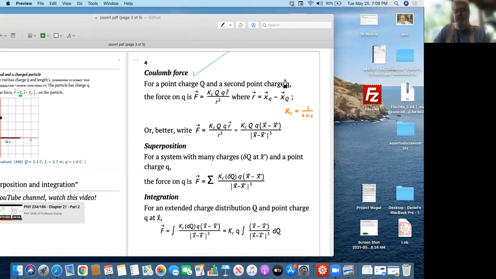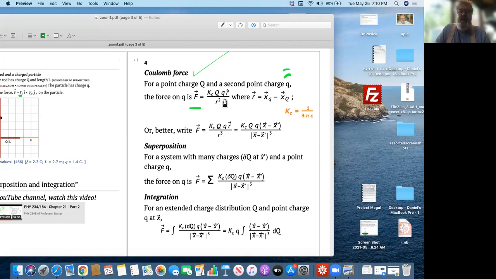force on, let's say that we're trying to calculate the force on this smaller charge, it's kQq over r squared times r hat. Of course, force is a vector, so it has to be a vector. Its magnitude is kQq over r squared. It has to have a direction. So it's that magnitude times a unit vector, r hat.